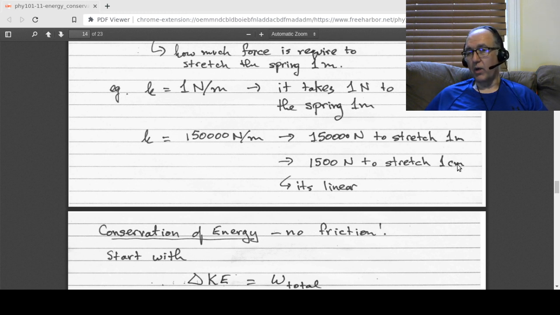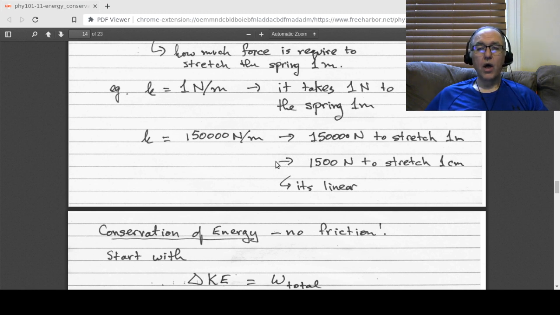But say you only want to stretch it 1 centimeter. Well, 1 centimeter, that's a hundredth of this, and that would be 1,500 newtons. So yeah, 150,000 newtons per meter, but that just means that it would only take 1,500 newtons to stretch this spring 1 centimeter. Okay, it's linear that way.